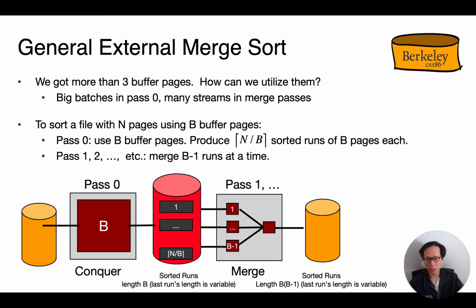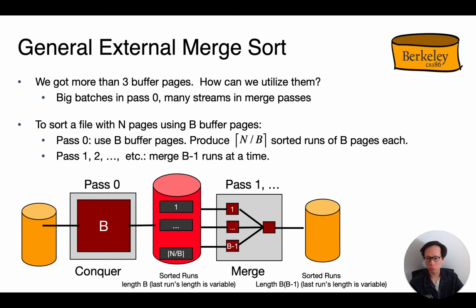To sort a file with n pages using B buffer pages, in pass 0, we will use B buffer pages at a time. So we read in B pages from the input disk, we run quicksort on that buffer in memory to generate a run, and we write that run to the sorted output back to the disk. The run is B blocks long, so at the end of doing that to the entire input file, we will have n over B ceiling of sorted runs, each of which is going to be B pages long, except for the last one, which might be a little bit shorter than B.